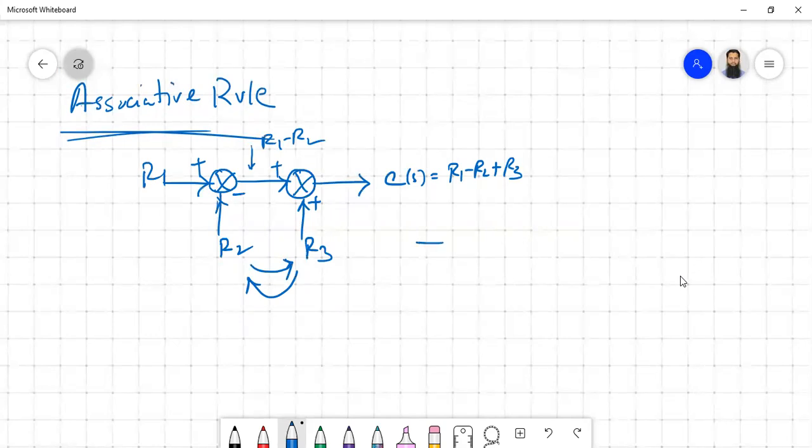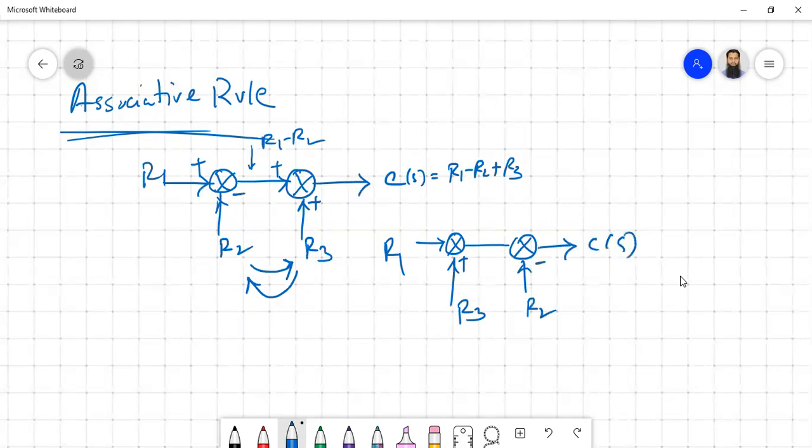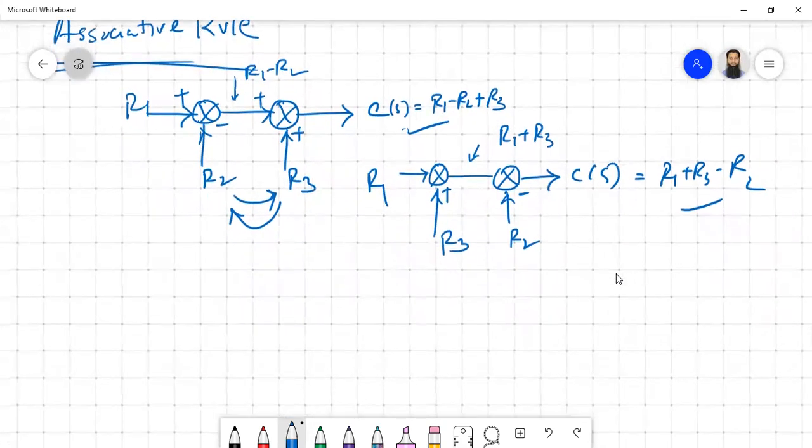So basically, let's say this is your R3 now with plus, R1, and then your R2 here with the minus. It should give you the same C(s). So what will be the value here? The value here is R1 plus R3, and then R1 plus R3 minus R2, which is eventually the same as this one. So this can be applied. You can alter the order of your summing junctions if there is nothing in between.